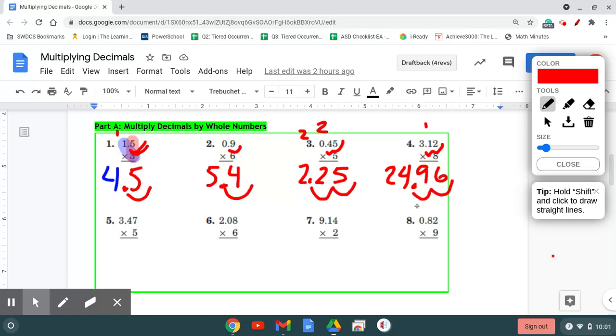All right, let's look at number 5. Go ahead and do number 5 on your own.